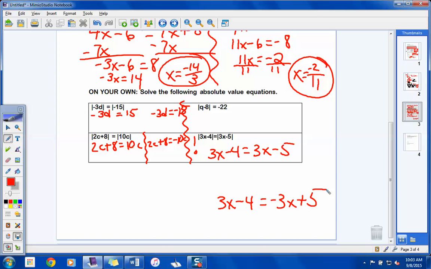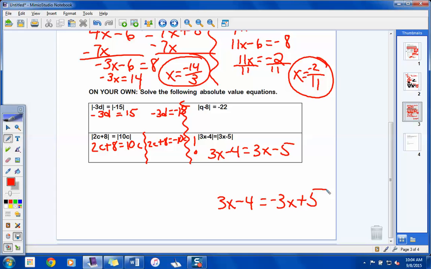Okay, done or not? We've got about 3 minutes left. I want to get through the on your owns here. Guys, just start with this first one right here. The absolute value of negative 15 is really what value? 15. It's positive 15. So this is like rewriting the equation. Negative 3b equals 15, right?